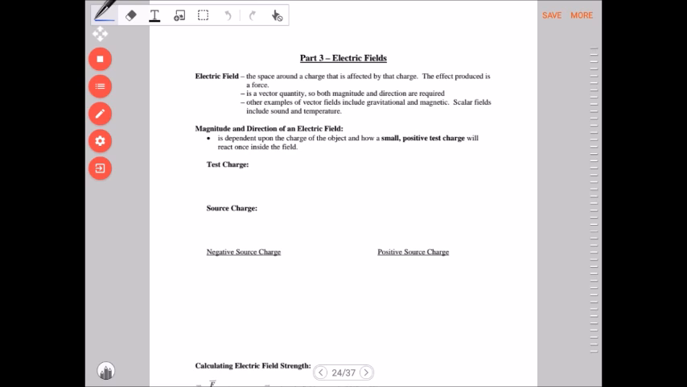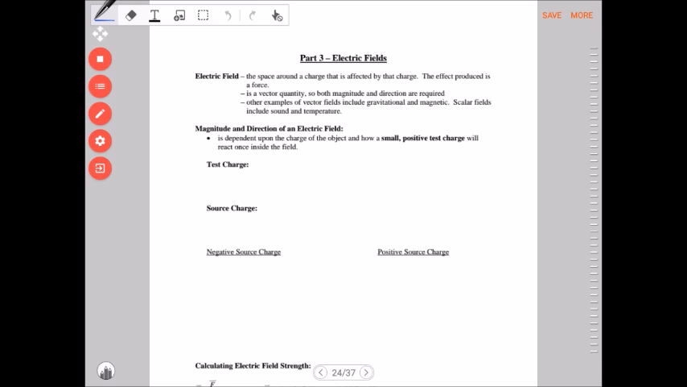Scalar fields include sound and temperature. Imagine yourself sitting around a campfire. You are influenced by the heat of the fire. That is a heat field. Now the further you get away from the fire, the less you feel its effects. So that is the heat field there. Electric fields work very similar. The further you are away, the less the field affects you and the less the force is.